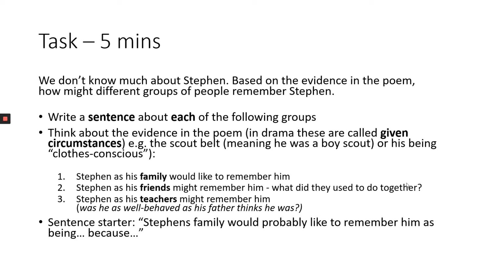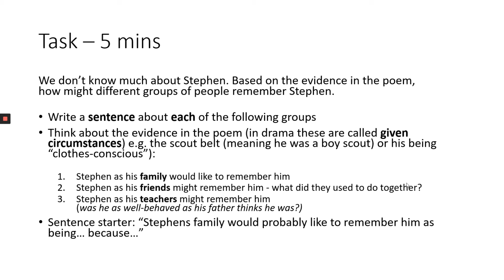And then what we need to do, if we're acting a character, or in this case trying to work out about a character, is we use those given circumstances to try and fill in the blanks. In this case, we know that he has a scout belt, which tells us that he was probably a Boy Scout. His father describes him as being clothes conscious, and that suggests that he's quite fashionable.